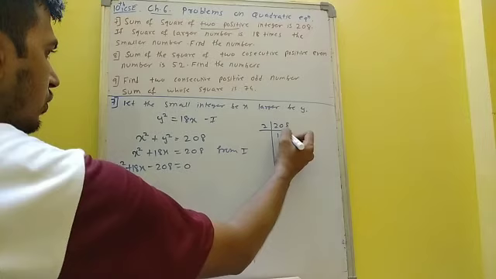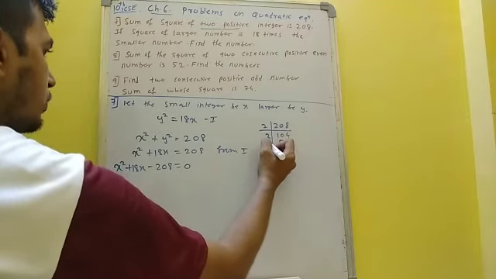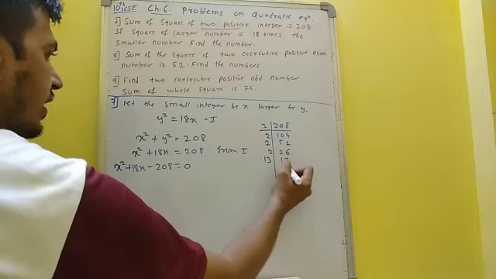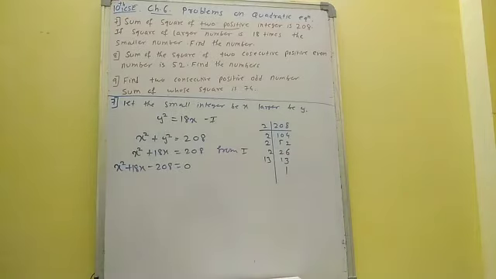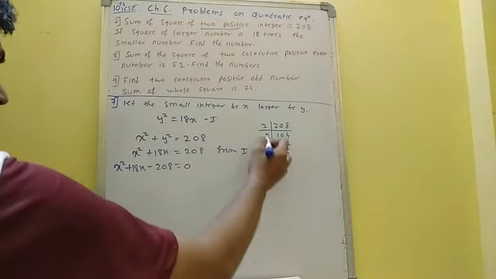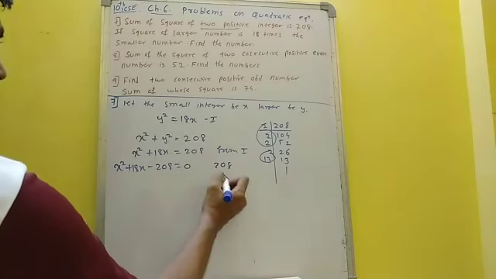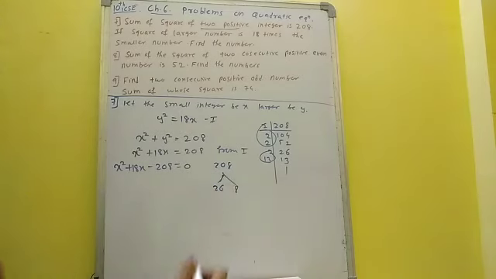The factor pairs of 208 are 1 and 208, 2 and 104, 4 and 52, 8 and 26, 13 and 16. Okay, so I want 18 as the difference. So its multiple will be 26 and 8, because 26 minus 8 will give me 18. Yes. So 208 can be split as 26 times 8.